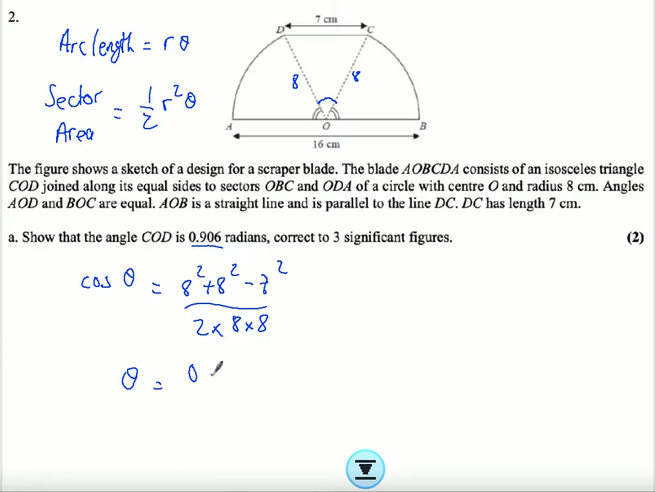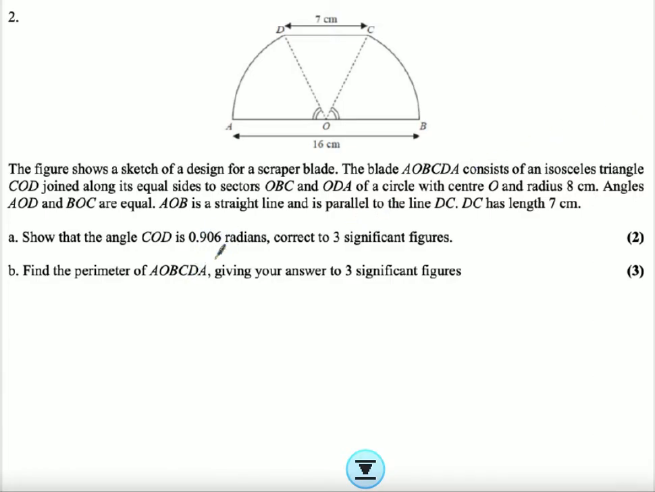Okay, so it comes out at 0.90563, which is 0.906 radians to 3 sig figs as required. Lovely. Okay, part B, find the perimeter.